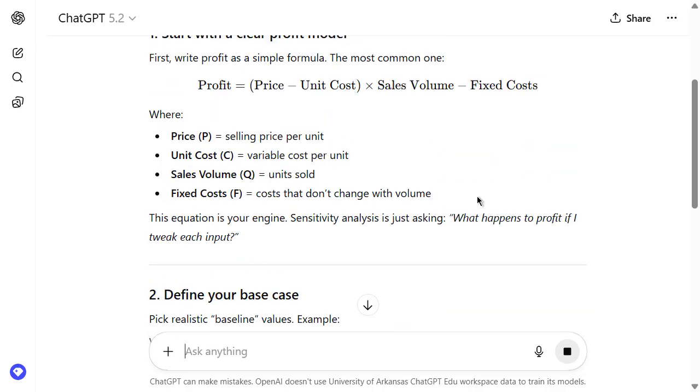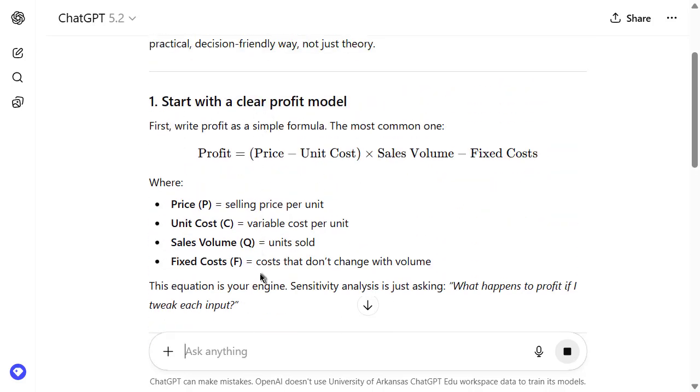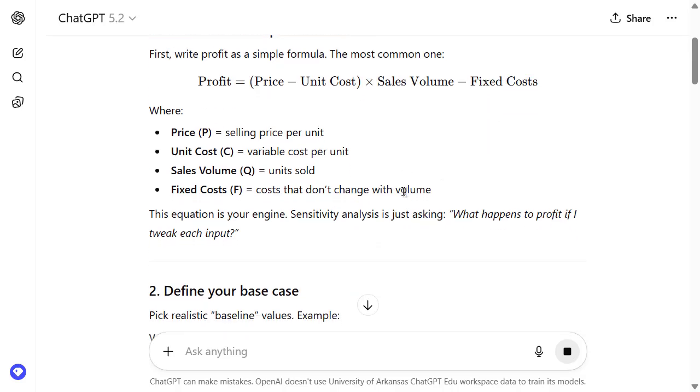And so first it asks us, hey, let's start with a profit model. These would be how much have we sold, right? The price less the unit cost, so that would be what we often call the contribution margin, times the number of units sold. I like to usually put parens around these, but the profit per item times how many did we sell, less the fixed cost. So that kind of gets us going.